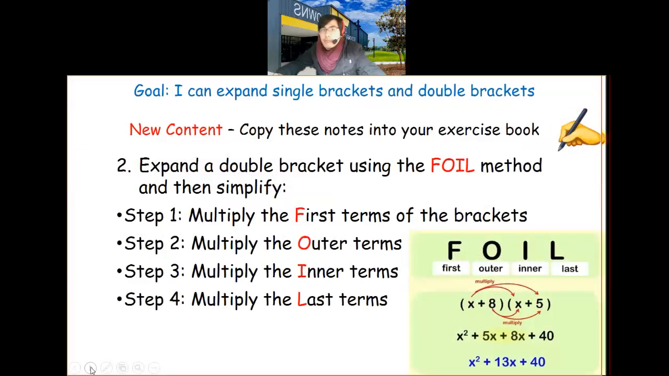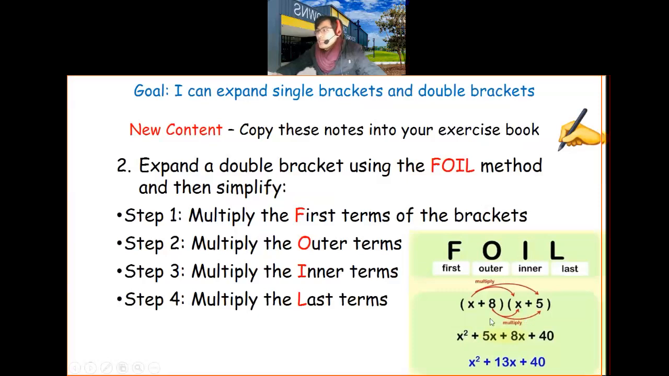So to expand double brackets, we call this the FOIL method. Okay, and the FOIL method stands for first, outer, inner, last, as you can see in the picture down here. So what that means is that you multiply the first terms of the brackets. You can see here the first term of the brackets is x in each of them. So multiply them together, that's going to give us x squared.